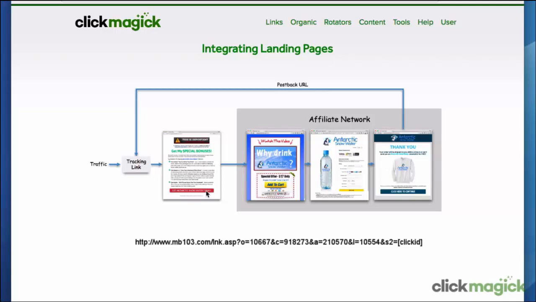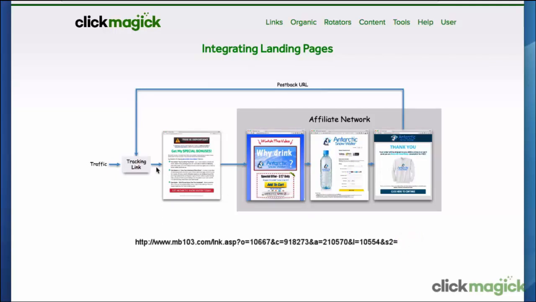So let's assume this button is a link. Since it points directly to the Antarctic Snow Water affiliate offer, it would use this max bounty link that we saw in the last video. The big difference here is that the landing page has no idea what the click ID token means, so we have to set the S2 value to the click ID some other way. This is where the magic comes in.